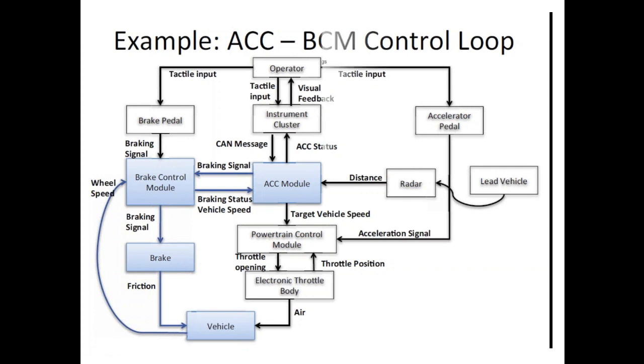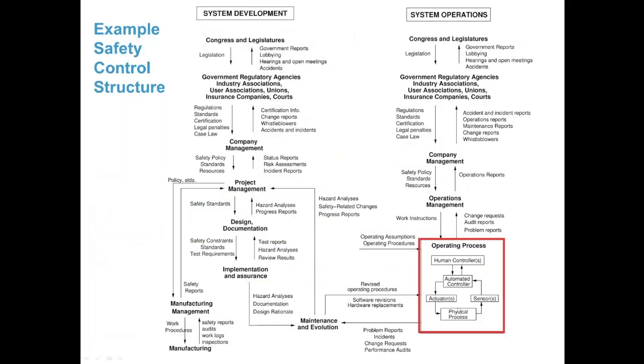Now, this is just focusing on the physical process. In front of you, you can see, in red, the operating process. The physical process is just on the very bottom right of this diagram. It may be controlled by some automated controllers, which are controlled by some human controllers, but we have a whole social and managerial organization above that control structure, and on the right we have operations. On the left we have system development.